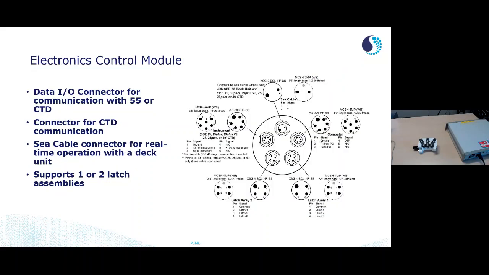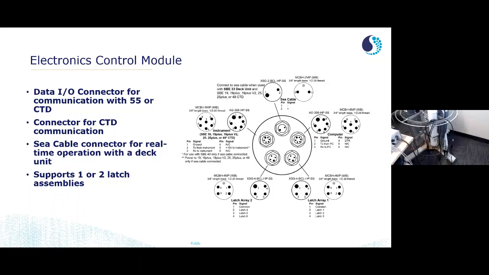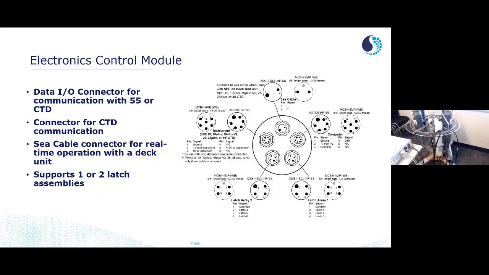Okay, beyond the latch assemblies, we have what's called the electronics control module. So looking at our system, this is the white cylinder that we see here. Maybe kind of hard to see in the camera. It looks a lot like a Seabird CTD. It's about the same size and shape as the 19 plus V2 CTD. However, this is just the control module.